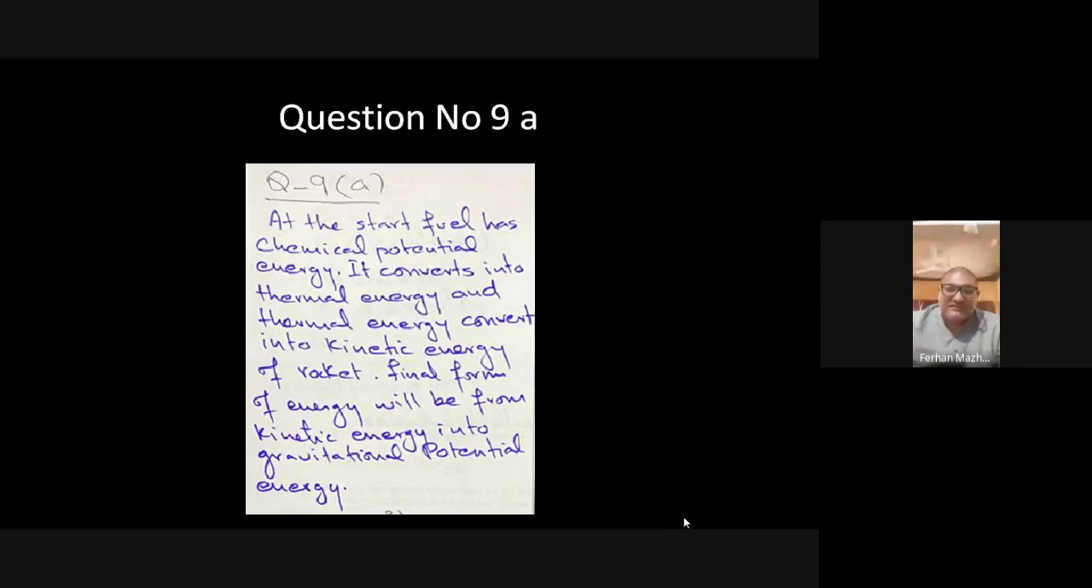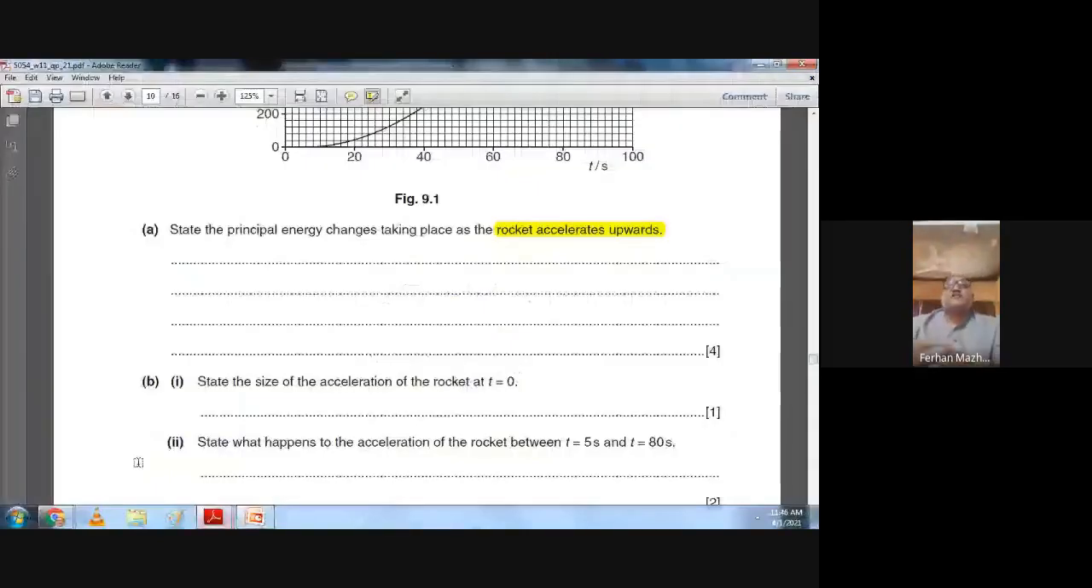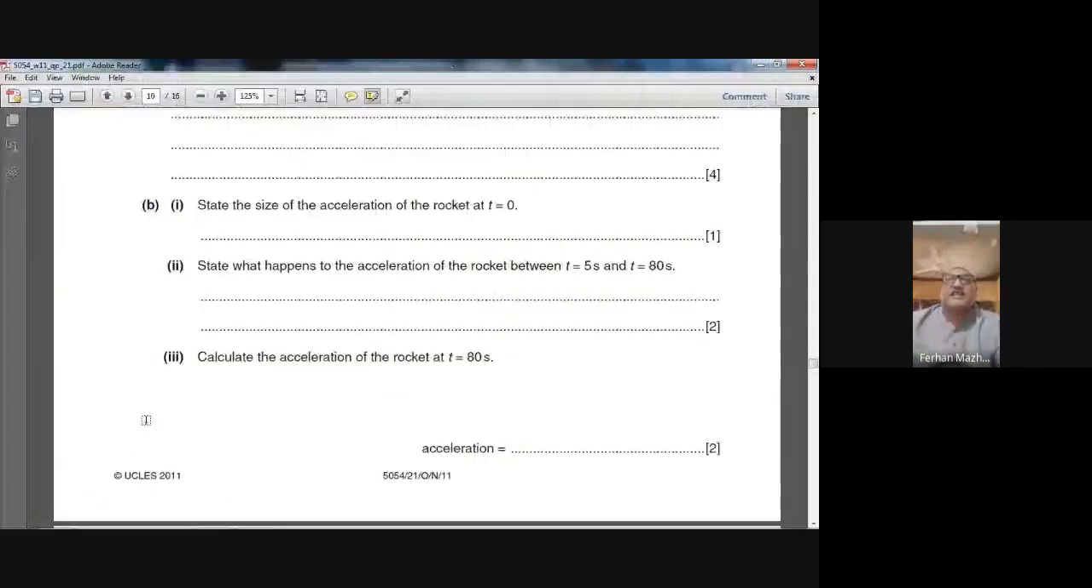Muskan, when you are done, Done, sir. I have written the answer. Okay, okay. We are moving to the next question. The next part is: state the size of the acceleration of the rocket at t equals 0.